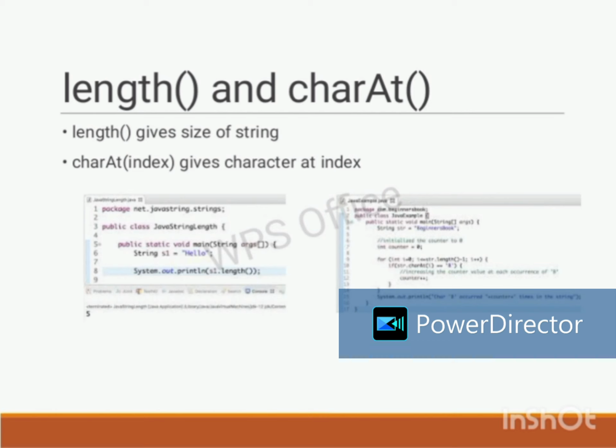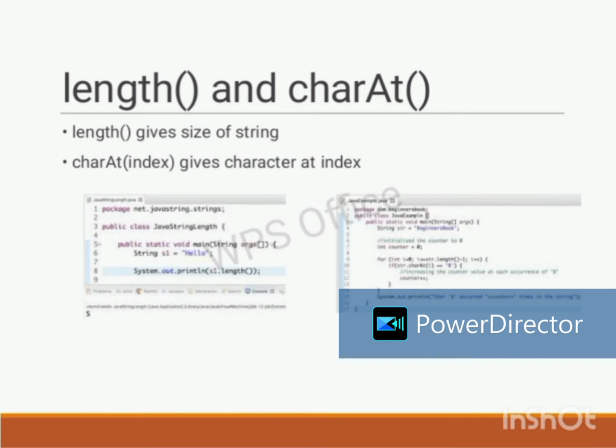Length and charAt. Let's zoom in on two simple but essential methods, length and charAt. First one, length. This method returns the total number of characters in a string, including spaces and special characters. Next, charAt. This method gives you the character located at a specific index, where indexing starts from 0. Those two methods are the backbone of string navigation.